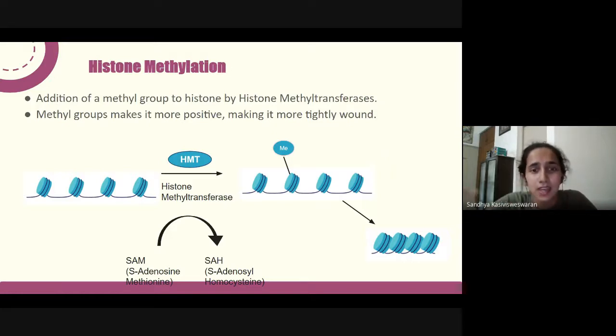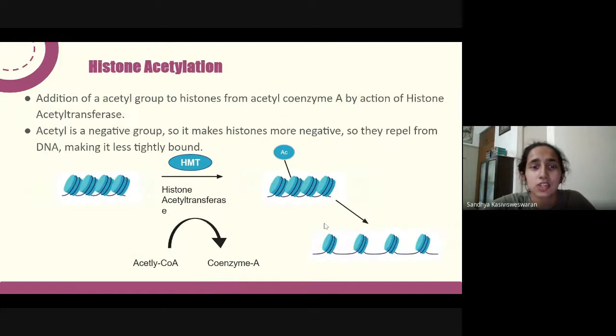So that's histone methylation, and this is carried out by an enzyme which is called histone methyltransferase. So transferase means it has to transfer from one thing to another. So it transfers your methyl group from SAM, which is a very common chemical in all your cells. It transfers your methyl group from SAM and puts it onto the histone, giving you SAH. So if you take out the methyl from SAM, you get SAH. The next modification is histone acetylation, and this is the exact opposite of histone methylation.